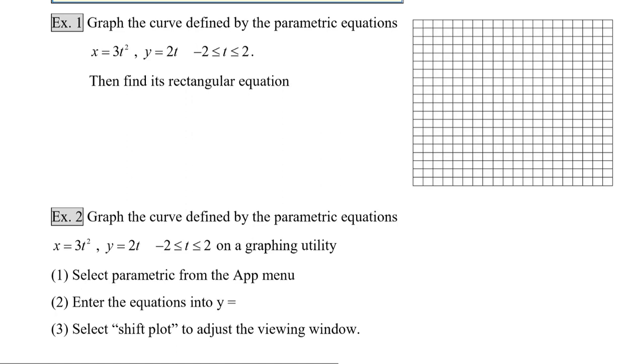Example 1, graph the curve defined by the parametric equations x equals 3t squared, y equals 2t, and t is between negative 2 and 2. Then find its rectangular equation. So I'm going to make a table that has t as its input and x and y as its outputs. And then I'm going to put in numbers between negative 2 and 2. So I'll do negative 2, negative 1, 0, 1, and 2.